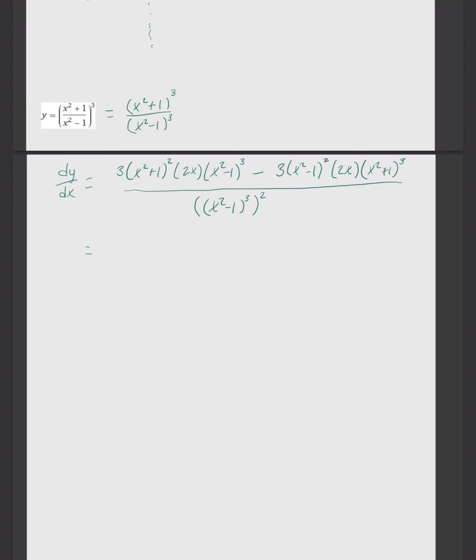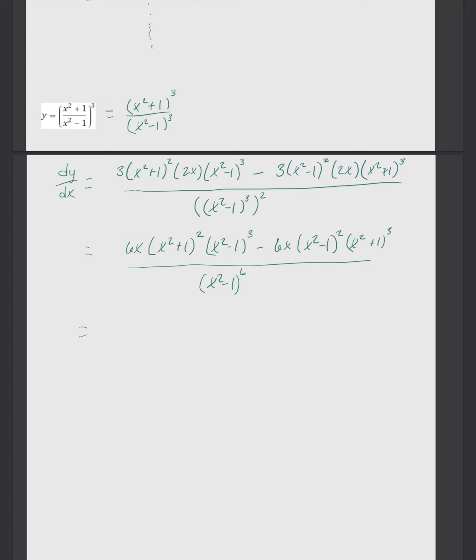So now we have a lot of just combining terms. So on the top, we can multiply that 3 by that 2x. So we'll have a 6x times x squared plus 1 squared times x squared minus 1 cubed. And we can have a 6x on this side too. 6x, our x squared minus 1 squared, our x squared plus 1 cubed, and this is all over x squared minus 1. And since it's a cubed to the second power, we're going to multiply that together, and we'll have a 6th power on the bottom.